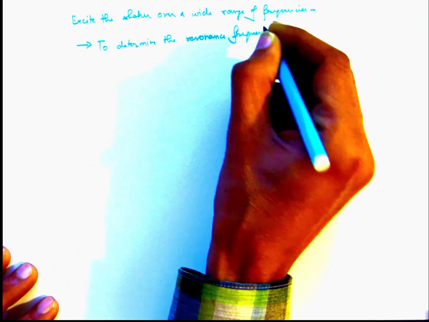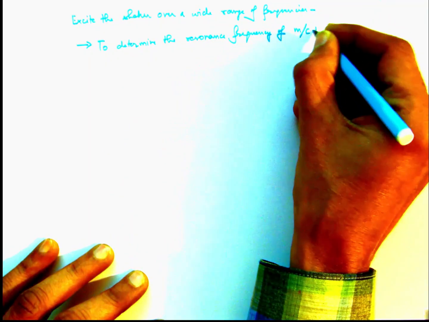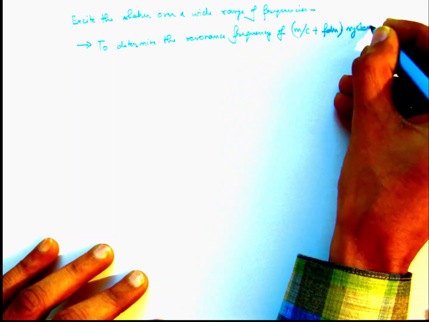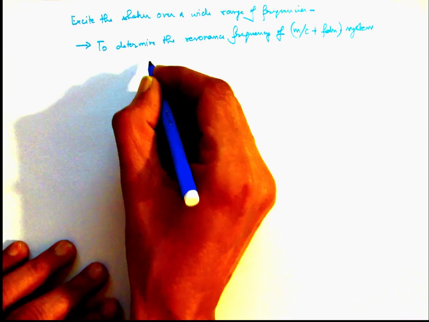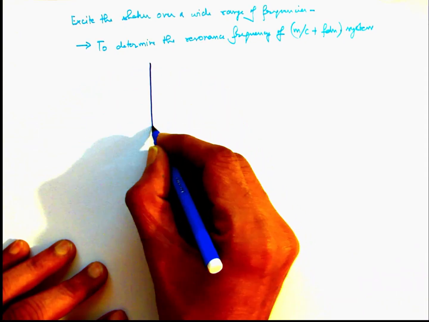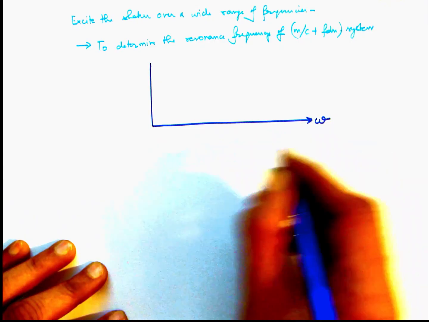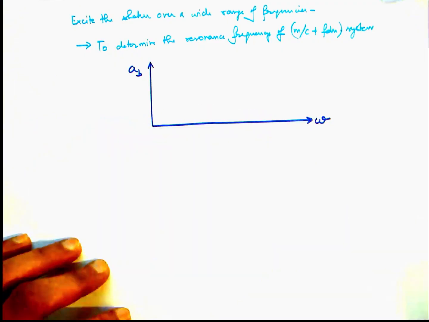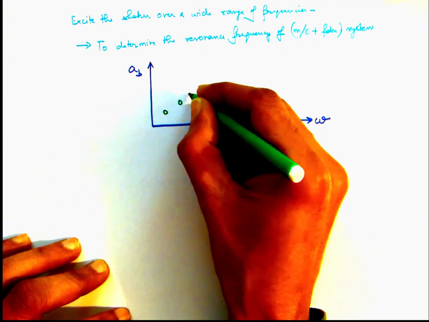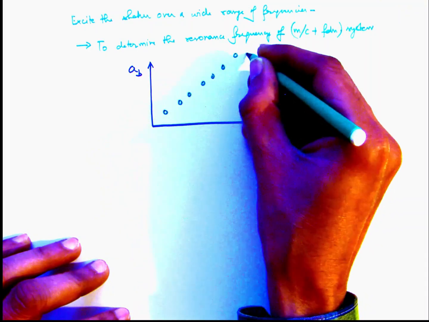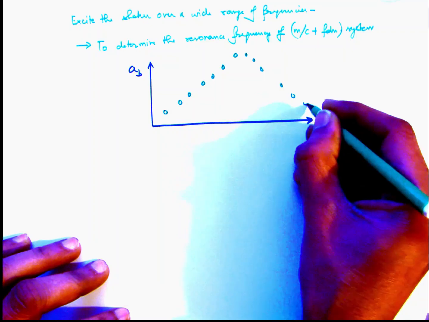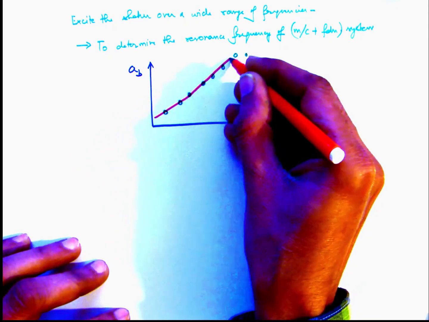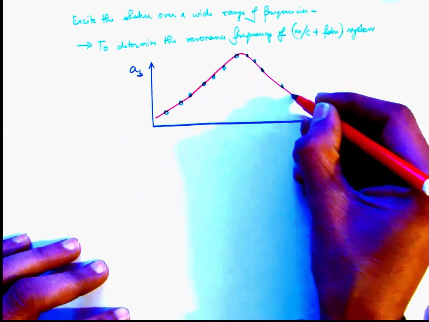So the objective of this exercise is to determine the resonance frequency of the machine foundation system in this particular scenario. All we have to do is excite the shaker at different frequencies and plot the acceleration observed at the base as a function of the induced frequency, and what we will find is that the plot would look something like this, showing a peak at a particular frequency of excitation.